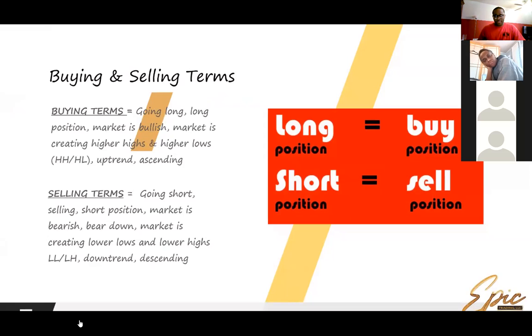Selling terms: going short, selling, short position. The market is bearish, bear down. Market is creating lower lows and lower highs. You'll see this represented as LL and LH, downtrend and descending. We also have a term not listed here called consolidation. This is when the market is moving sideways or moving in a range. That is called consolidation.